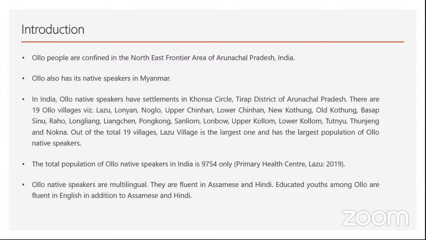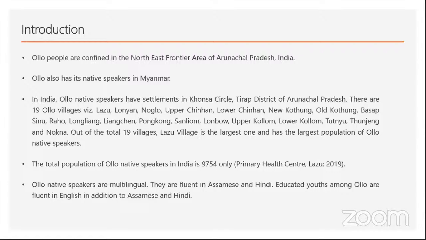In India, the native speakers have settlements in Khonsa Circle, Tirop district of Arunachal Pradesh. There are a total of 19 Olo villages, namely Laju, Lonyan, Noklo, Upper Chinhan, Lower Chinhan, New Kotung, Old Kotung, Basap Chinu, Raho Longliang, and Liangchen Pong Pong.